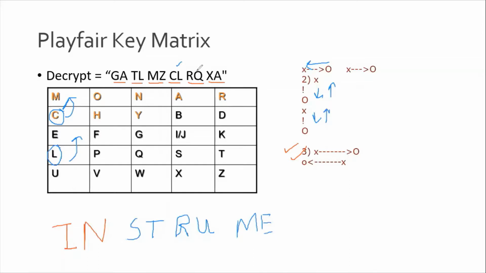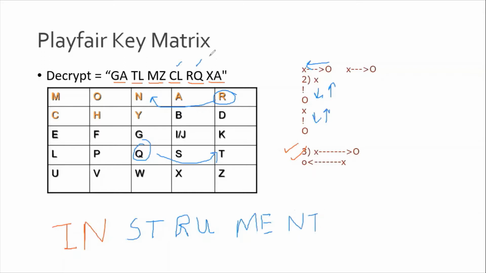Similarly, the next one is R and Q. So where are R and Q? Let's check in the scheme matrix. We have R here and Q here. Again, both are in a different row and different column. So for R, we will write N, and for Q, we will write T. So let's write it here. For R, we will write N, and for Q, we will write T.